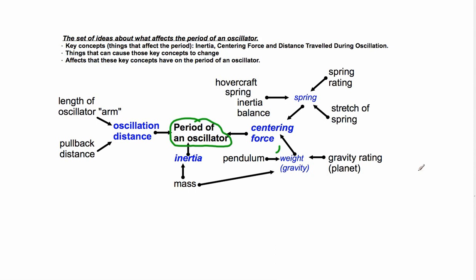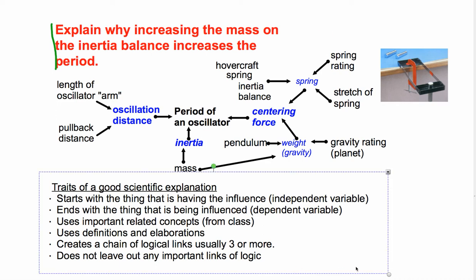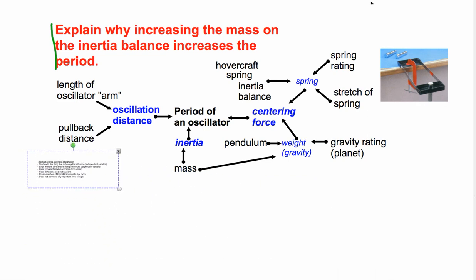Let's go ahead and try to use our oscillator model to make a prediction, an explanation. Alright, so let's do this one right here. Explain why increasing the mass on the inertia balance increases the period. We've seen that and talked about that many, many times. And here again are our traits of a good scientific explanation. I am going to minimize these so I have some room to write.